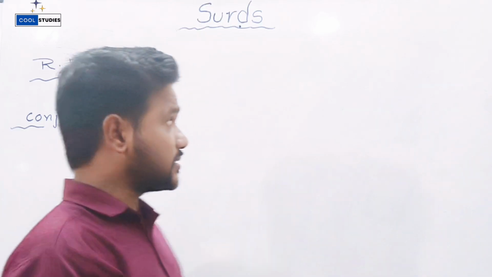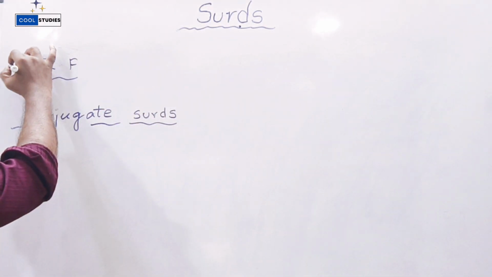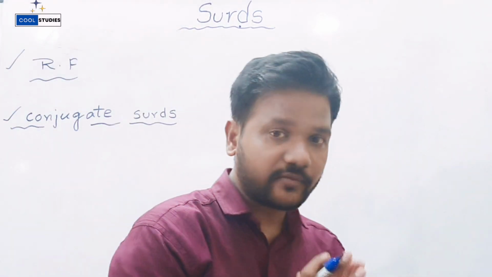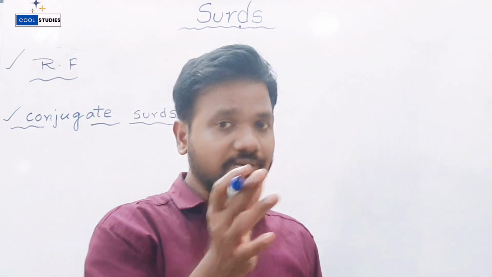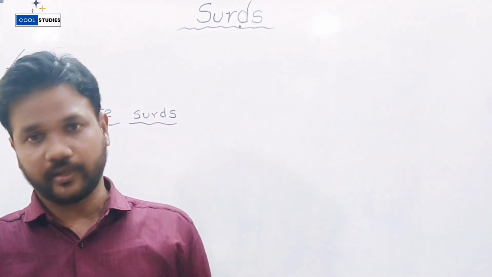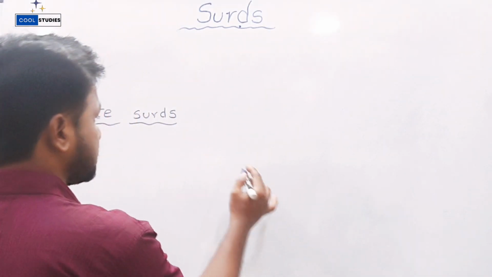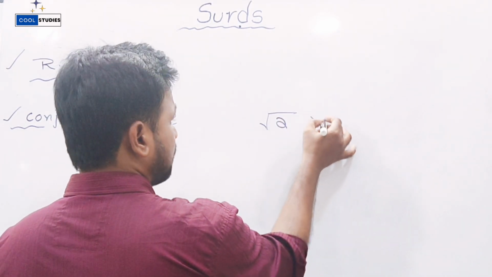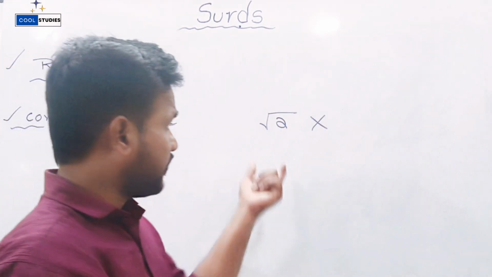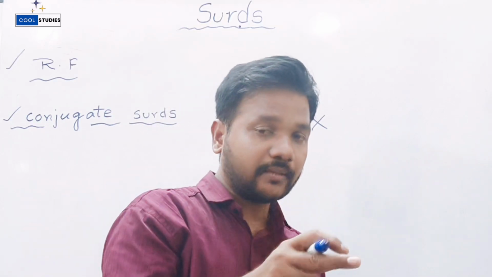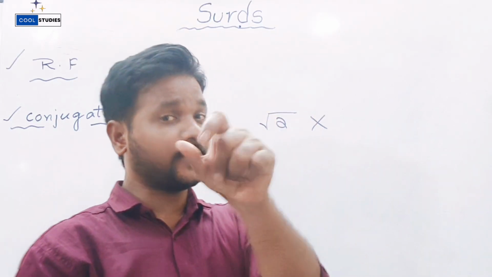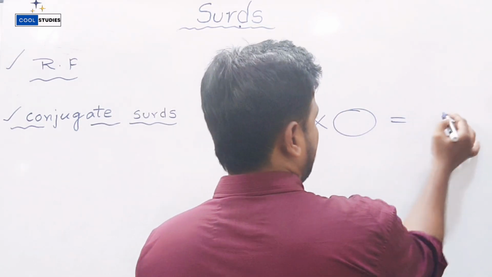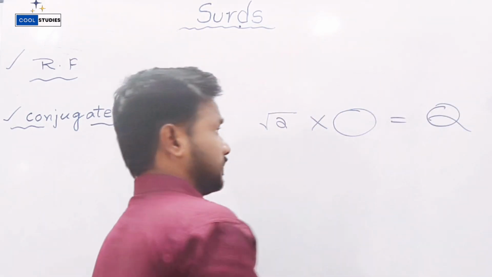Next, let us discuss the meaning of rationalizing factor and conjugate surds. What is the meaning of rationalizing factor? Let's consider one example. I considered root 2. Now tell me, if you multiply this root 2 with what number, you get a rational number?